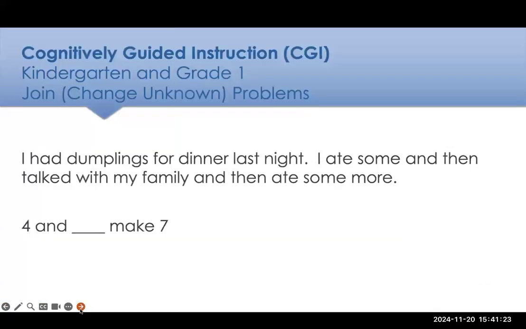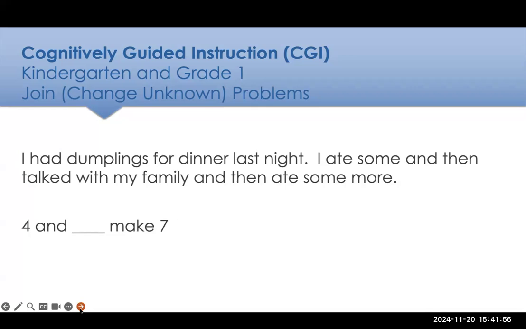So here's an example. Again, these are problems that I actually posed to a kindergarten and grade 1 class. And this would be a starting point, modeling how we can pose problems that use the children's names in the class or things that they're interested in. I was in this class during the winter, and we had been working on change unknown type problems, and we were doing them orally. So I told a story of how I had dumplings for dinner last night. And I ate some, and then I talked with my family, and then I ate some more.